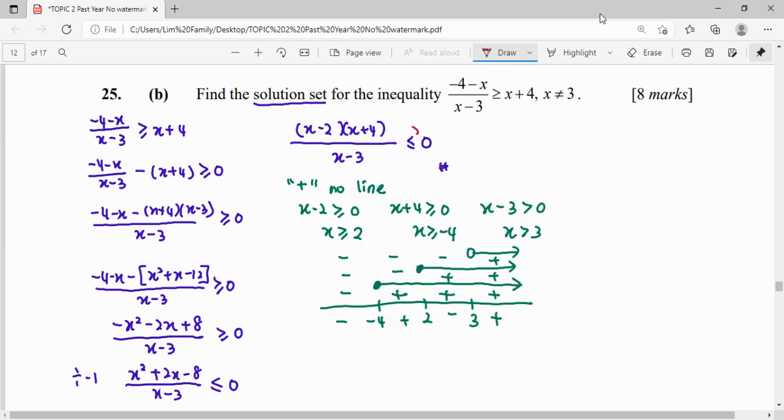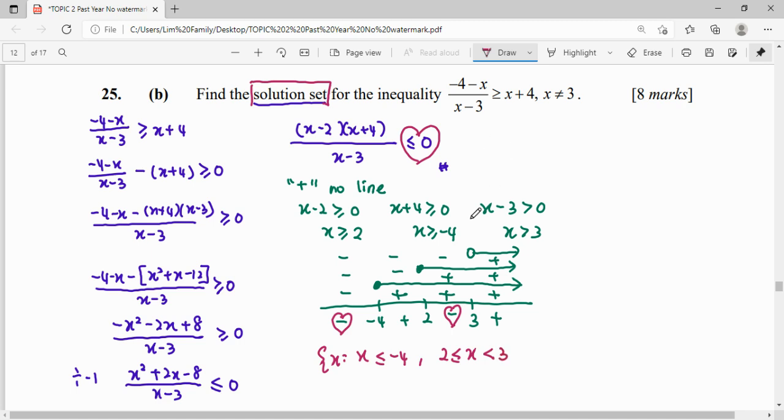Which part we are going to take as our answer, we will refer to the simplified form here. The rational inequality has to be taken less than or equal to 0. So less than or equal to 0 means negative. So we are going to select this region as our answer and put it in set notation form. So this region, the answer is x is less than or equal to negative 4. Continuing, another part of the answer is 2 less than or equal to x, and x less than 3.